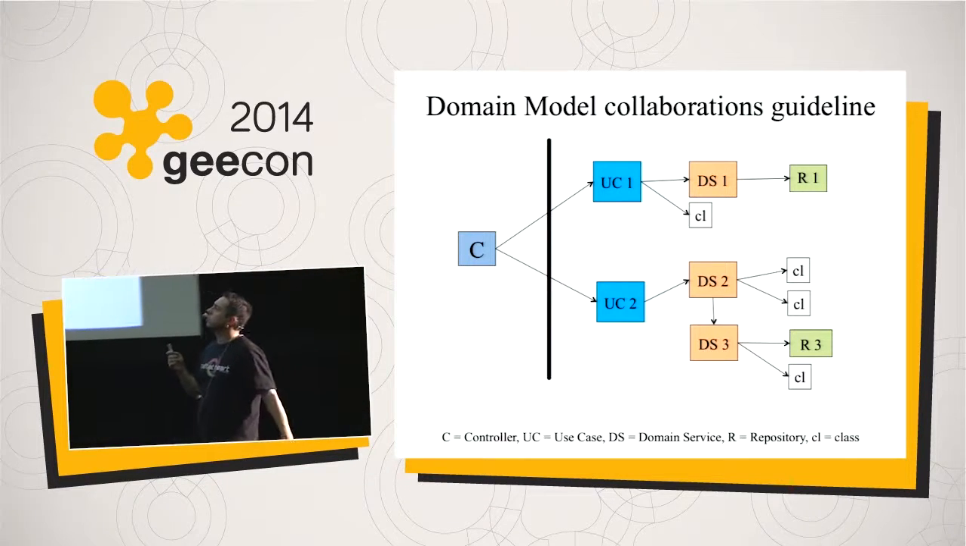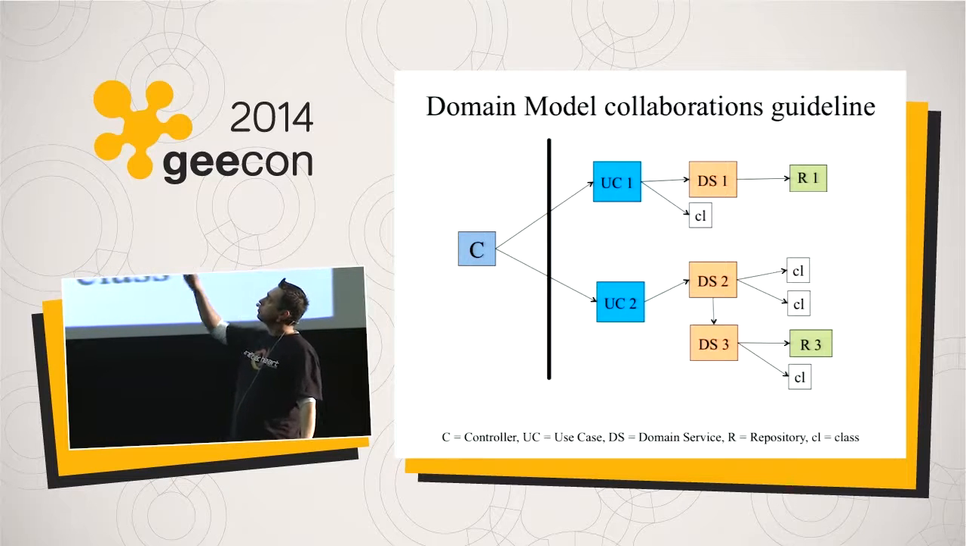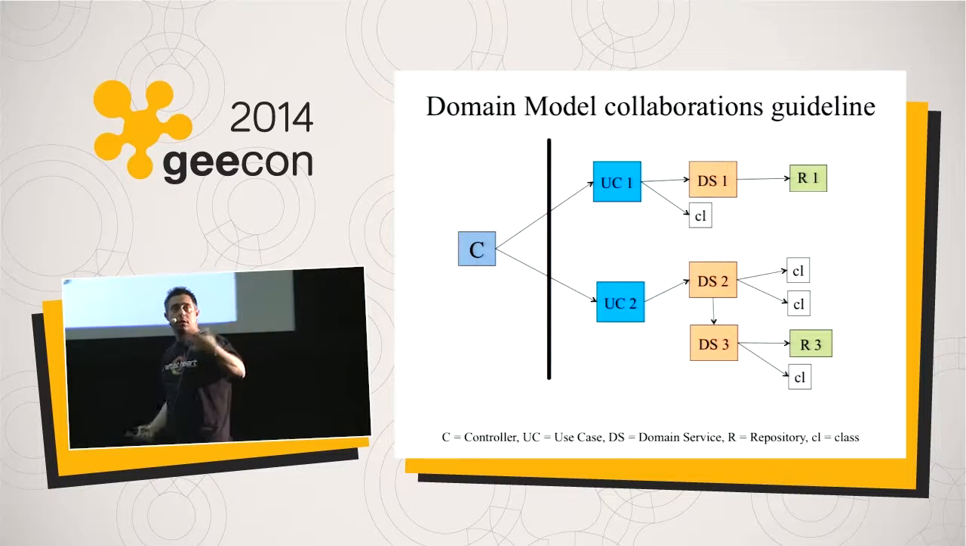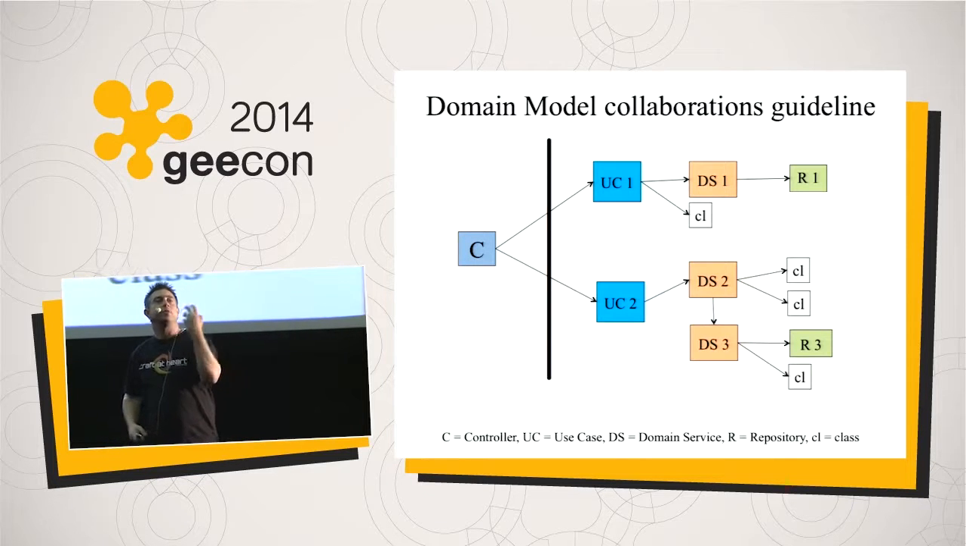So that's what I was talking about before. A controller may talk to the use cases. Use cases may go down and talk to the domain service. Domain services talk to each other, move down. Not always does a domain service have a repository. So it doesn't need to be something that you persist.